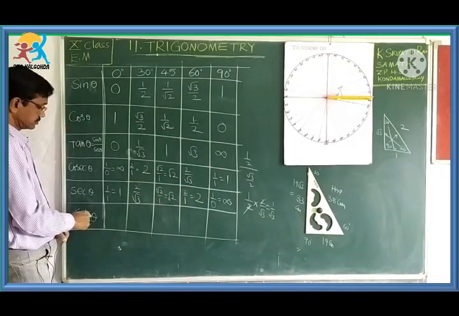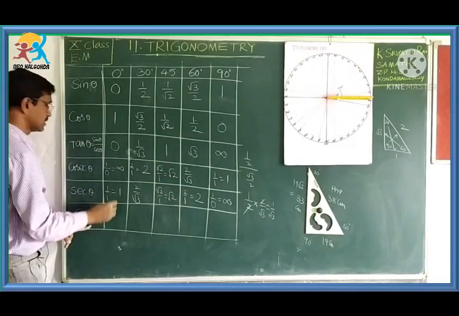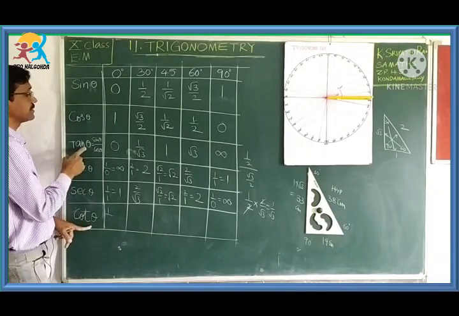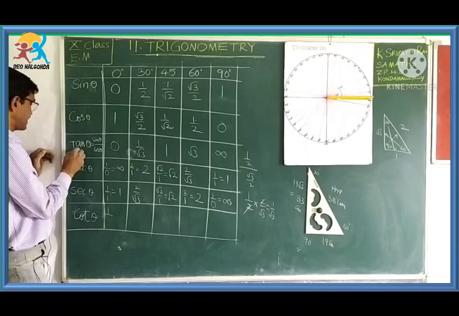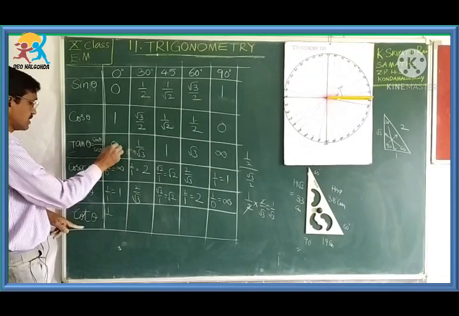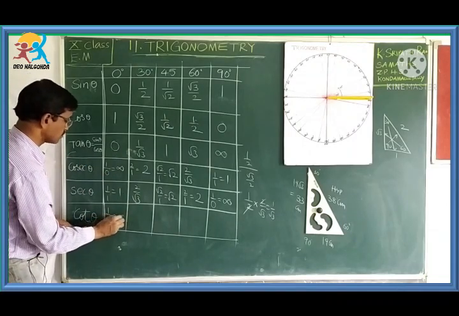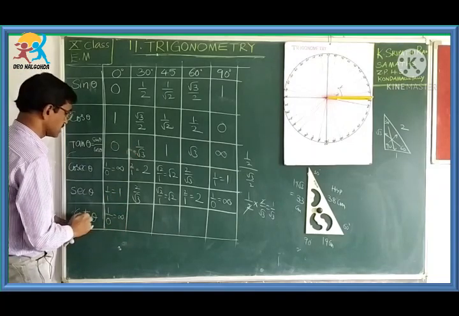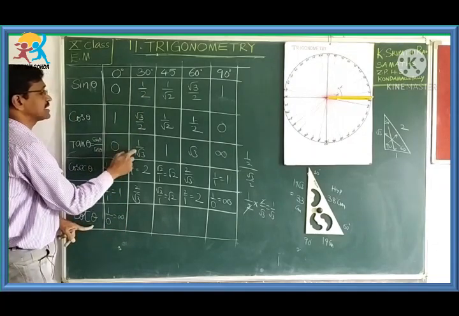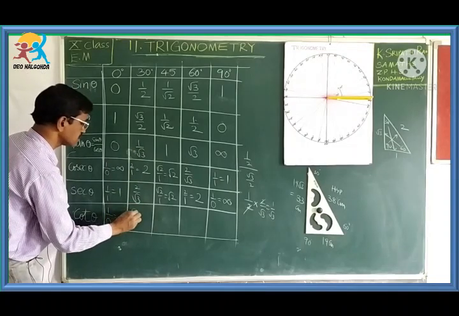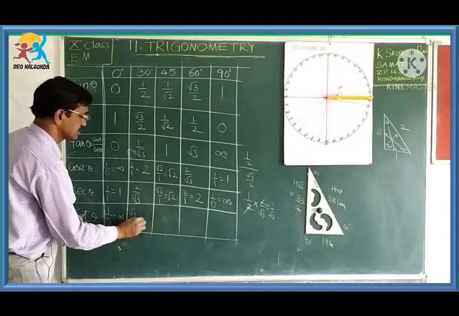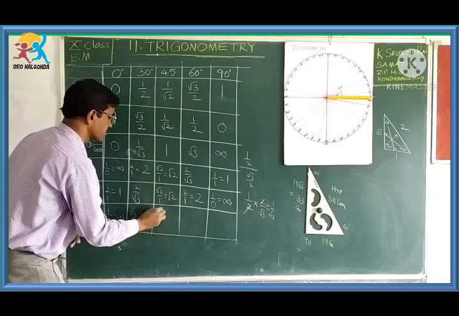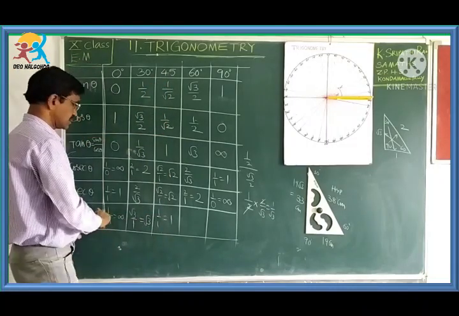Cot theta is the reciprocal of tan theta. Cot 0 is the reciprocal of tan 0, which is 1 by 0, that is undefined. Cot 30 is the reciprocal of tan 30, which is 1 by root 3; the reciprocal is root 3 by 1, that is root 3. Cot 45 is the reciprocal of 1 by 1, which is equal to 1.